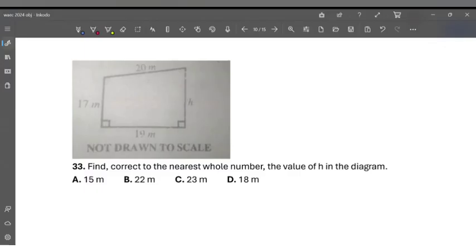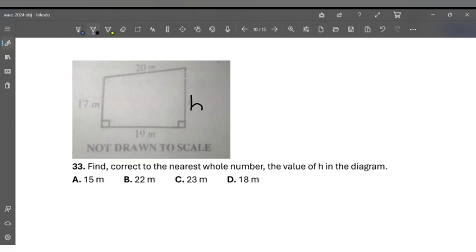Welcome to question number 33. We are given a shape that looks like a trapezium. It says find, correct to the nearest whole number, the value of h in this diagram. We can see h here, and we are told to find the value.